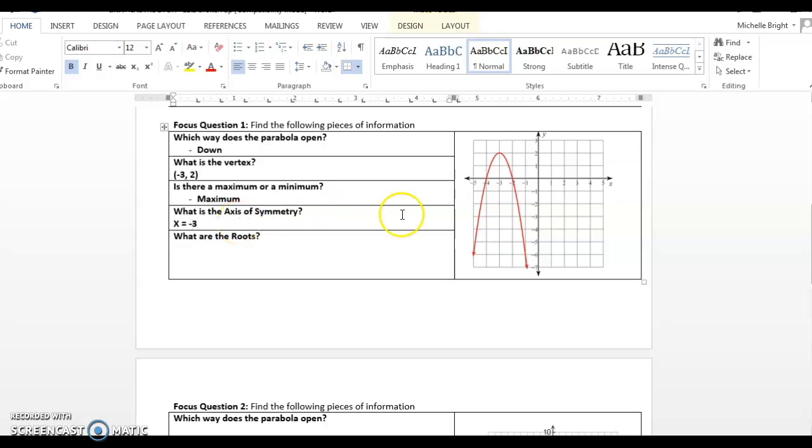And then last but not least, what are the roots? So where do I cross this x-axis? I cross at -2 and -4. A couple things. You may see this written as -2 and -4. Sometimes you may see it as x equals -2 and x equals -4. There are different ways we can write roots, and we'll talk about that as we go. But I just want to make sure you're good with these key concepts.